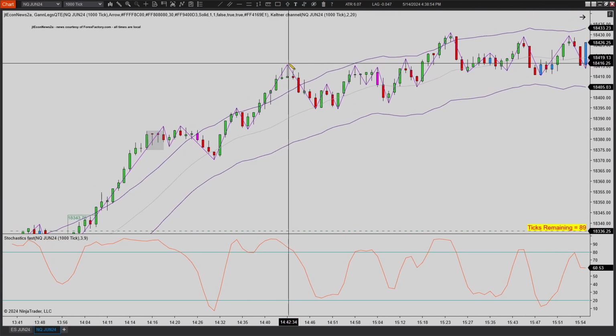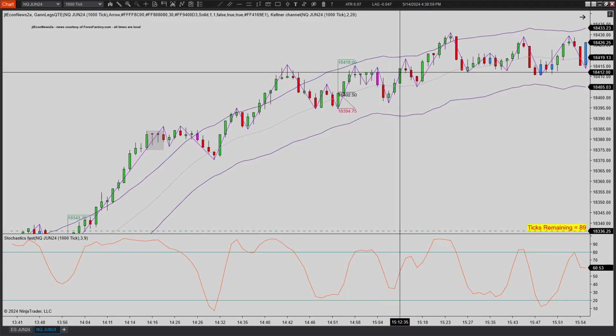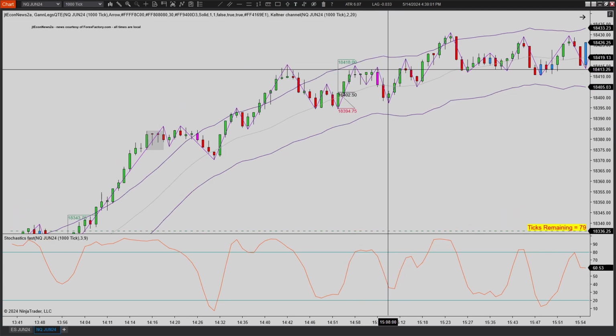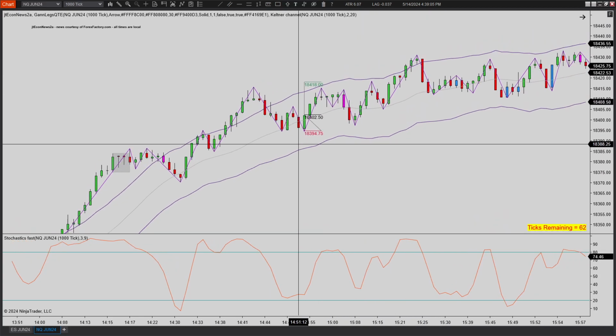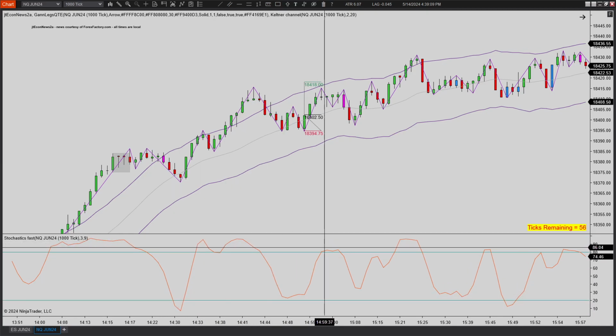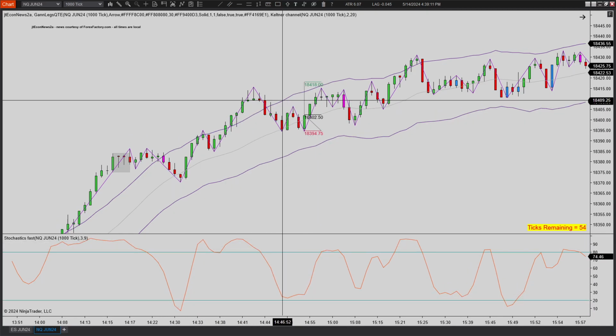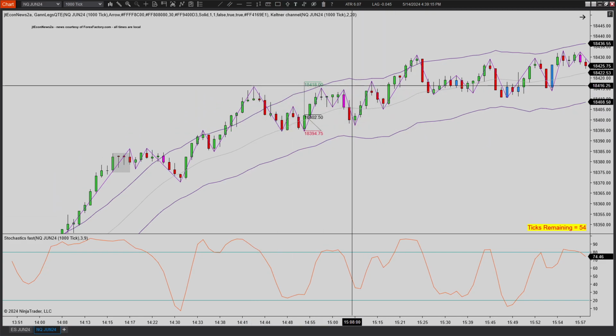Here's another one. Moves down. A, B, C, right at the midline. And this one almost hit 2R, and then you could trail it, take it off, depending on how you want to use your own particular risk management system. And as you can see here, the oscillator is making higher lows. It's contracting a little bit, and we're at the bottom of this basically trading range. So nice high probability setup.